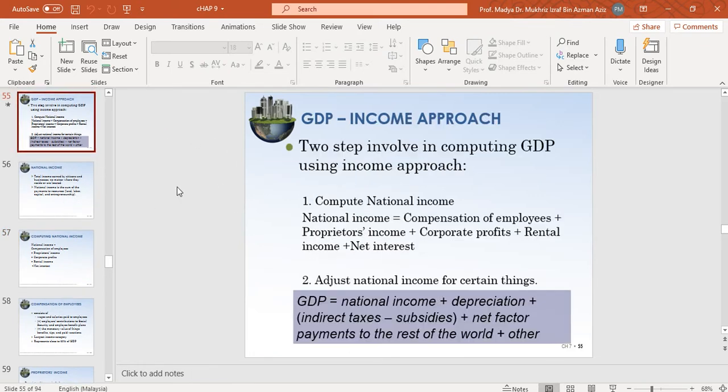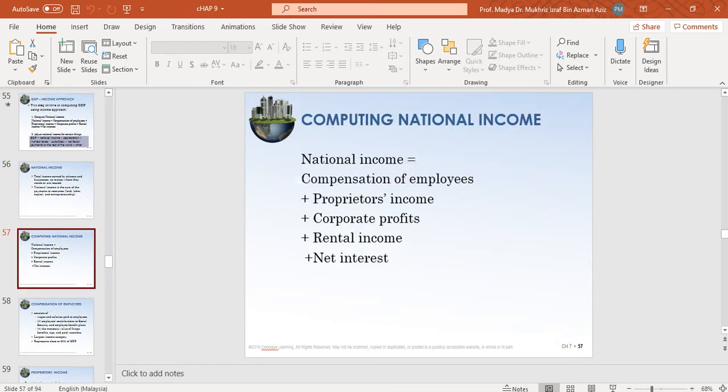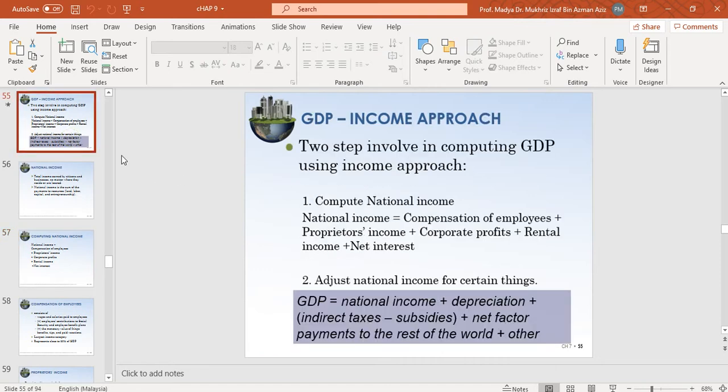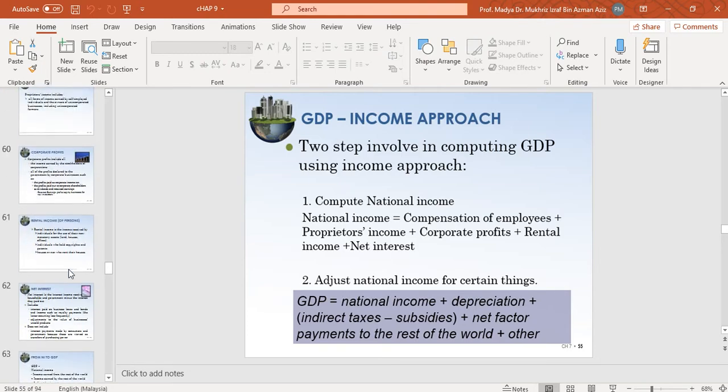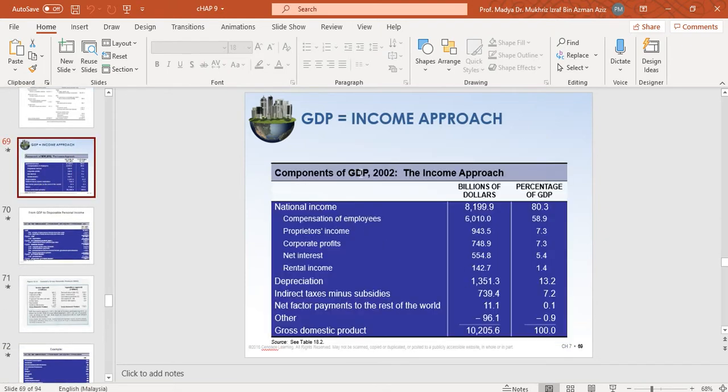But for the income approach, it is national income plus depreciation. So national income just now, what are the components of national income? These are the components of national income. So the main one is this one. GDP equals national income plus this plus this plus this. When you look at the example in this blue table here, GDP using the income approach is the summation of national income plus depreciation plus tax minus subsidies, and net factor payments to the rest of the world.